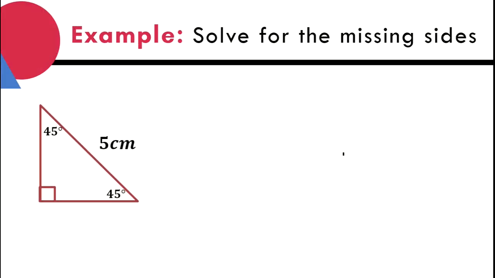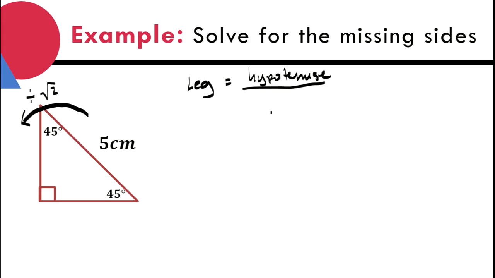Another example. Again, this is a 45-45-90 triangle, so we can use the isosceles triangle theorem to solve for the missing sides. Here in this example, the given side is the hypotenuse, which is 5 centimeters. So by using the pattern, or by using the theorem, if the given is the hypotenuse and we want to determine the leg, just divide the hypotenuse by square root of 2. So here we have leg is equal to hypotenuse divided by square root of 2. The given measure for the hypotenuse is 5 centimeters divided by square root of 2.